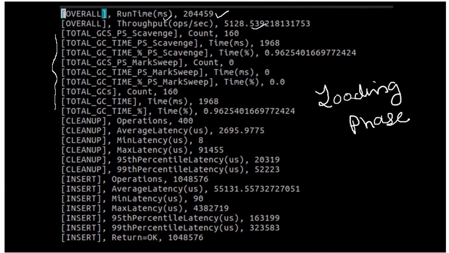This is related to the garbage collection and cleanup operations. Here we can see the number of insert operations that were performed in the database. This is the average latency that is recorded. This is the minimum insert latency and maximum insert latency recorded. These are the 95th and 99th percentile latencies recorded by the database. And it shows how many operations were successfully performed. So that's how the loading phase results are recorded by the YCSB.